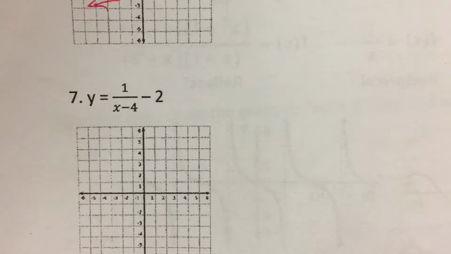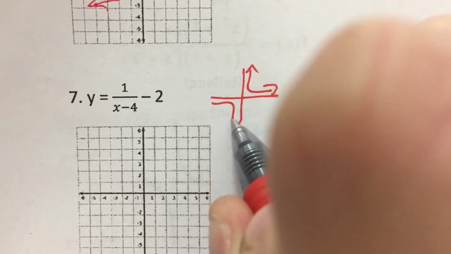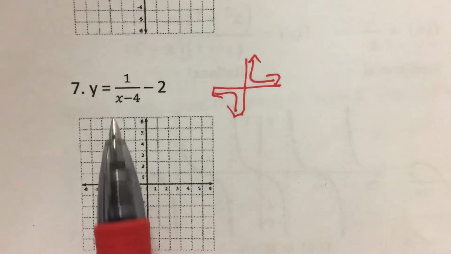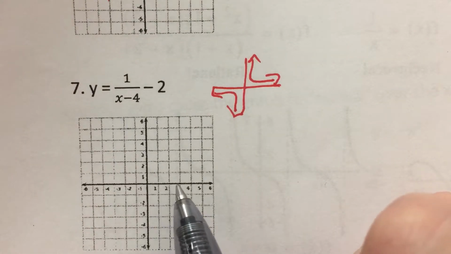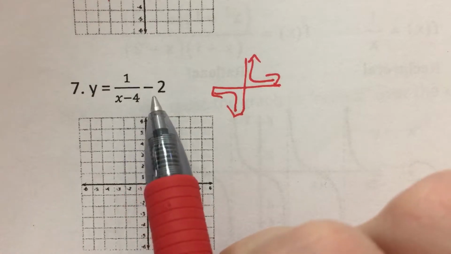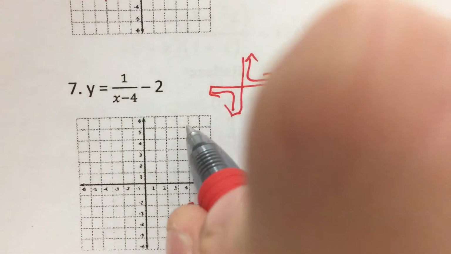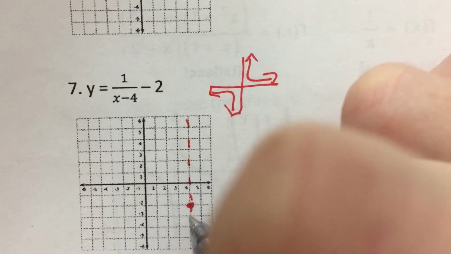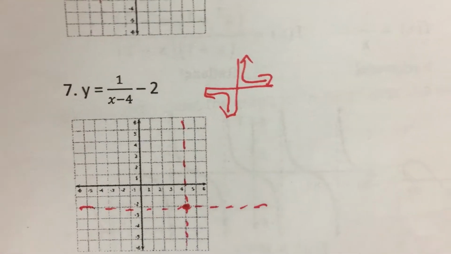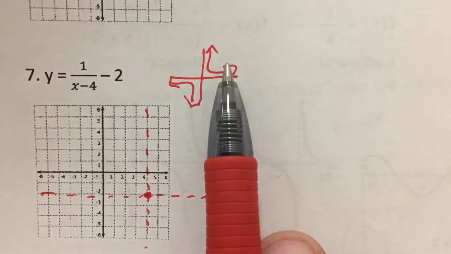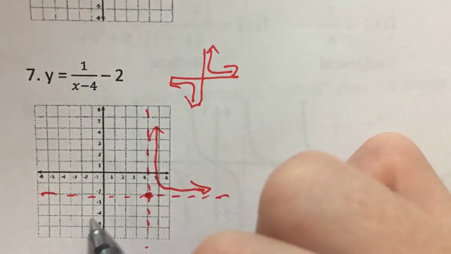Number 7, this is the rational function, which normally looks like this. However, this one has an inside number of minus 4, which makes it go to the right 4. 1, 2, 3, 4. And then an outside number of minus 2, which makes it go down 2. Because this is the reciprocal function, I'm going to go ahead and draw myself a new quasi x and y axis, like so. And because it's positive, it's going to stay in quadrants 1 and 3. So it looks something like this.